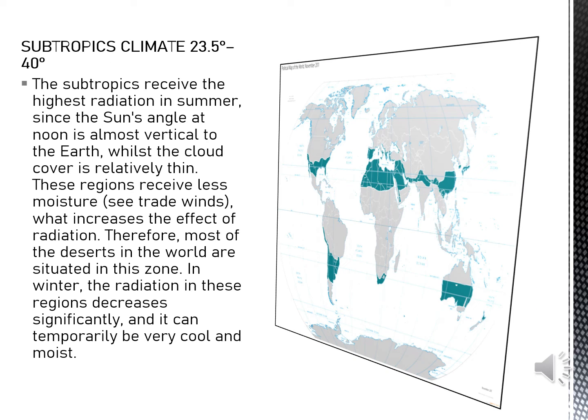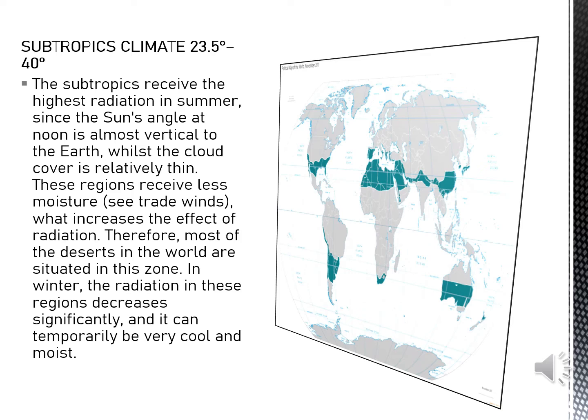Subtropics climate, 23.5 degrees to 40 degrees. The subtropics receive the highest radiation in summer since the sun's angle at noon is almost vertical to the earth, whilst the cloud cover is relatively thin. These regions receive less moisture from sea trade winds, which increases the effect of radiation. Therefore, most of the deserts in the world are situated in this zone.